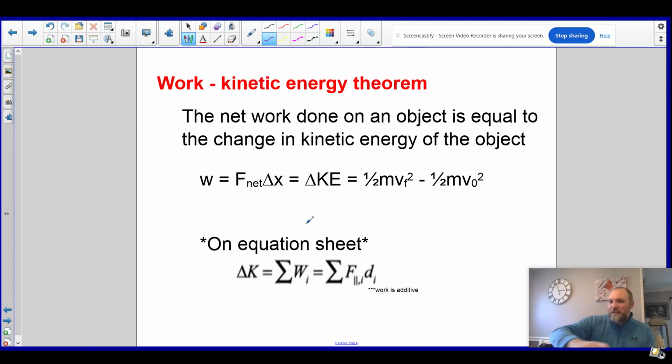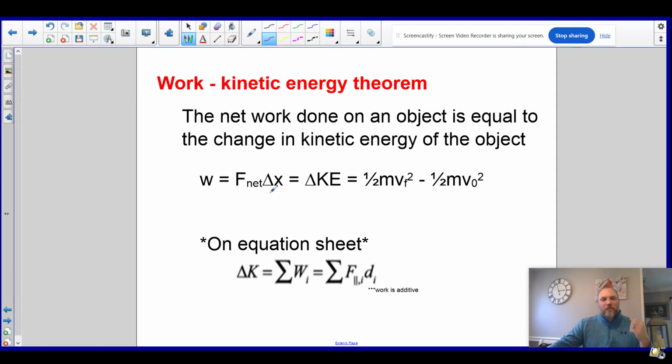And that equivalency leads us probably to the most important thing that we're going to look at in AP Physics 1, and that is the work-kinetic energy theorem. It says that the net work done on an object is equal to the change in kinetic energy of that object. So we can make sense of that with what we already learned in kinematics and dynamics.